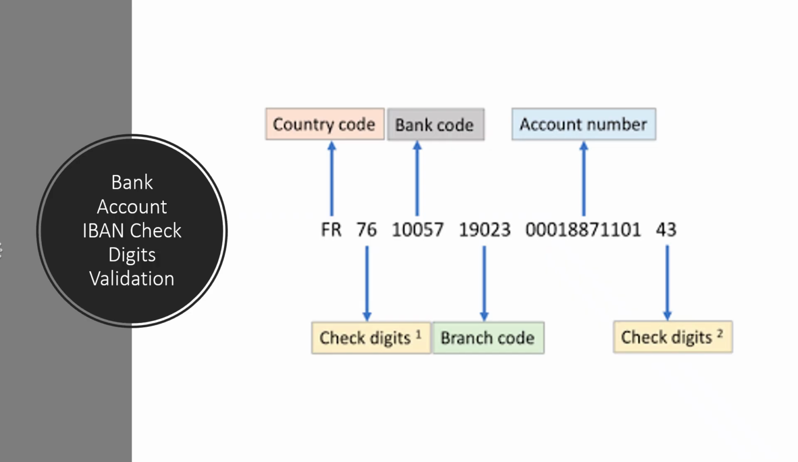Critical numbers such as a bank account IBAN number can be easily validated with a formula the moment it is entered, so that it is immediately rejected if the calculated check digits don't match.